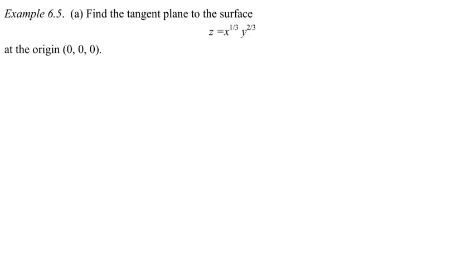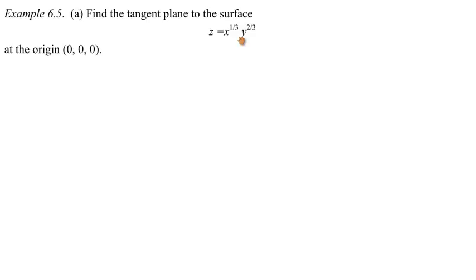We imagine it to be so, but that's because we typically imagine smooth surfaces, and the point of this example is to show that it's possible to have surfaces where the tangent plane at a point does not have the same slope as the surface in any direction. So let's find the tangent plane to this surface here. It's given by this equation, z equals x to the 1/3 times y to the 2/3.